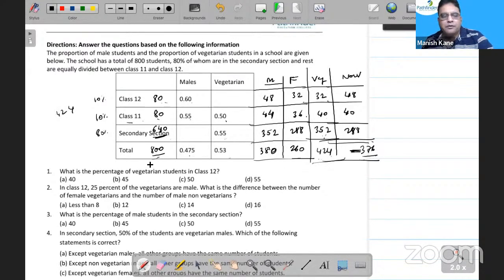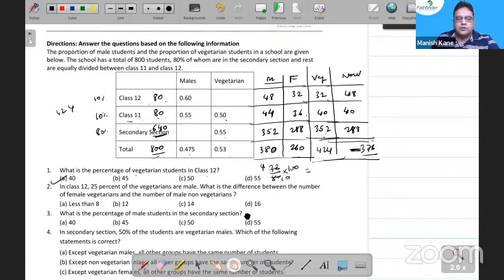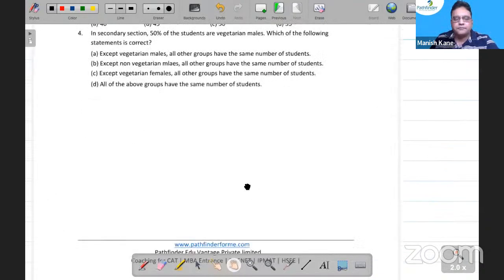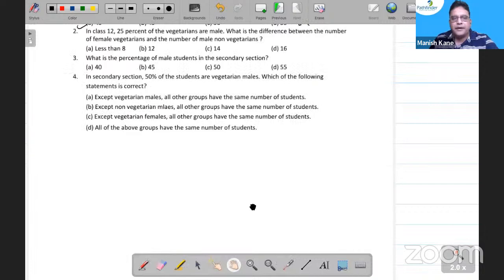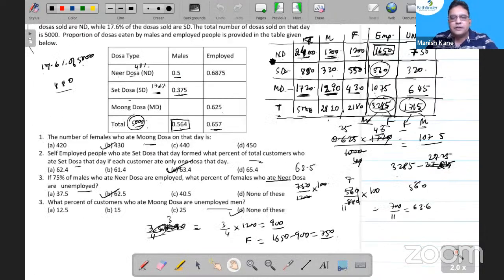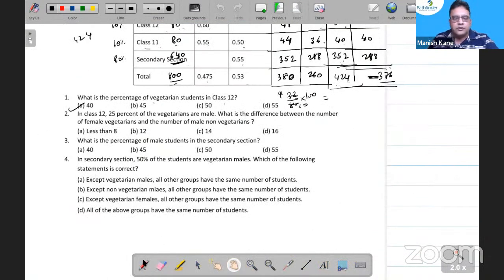Now the question is very simple. Find the percentage of vegetarian students in class 12. So 32 upon 80 into 100. So what is that? 8 fours are. So the correct answer will be A, not D. Clear? So you can calculate the remaining answers also. And the remaining answers are here, I guess. Do we have the remaining answers? No, we don't have the remaining answers. So the second one, the answer will be 16.